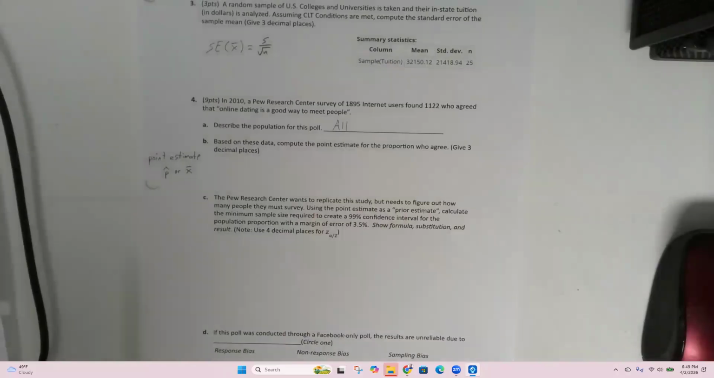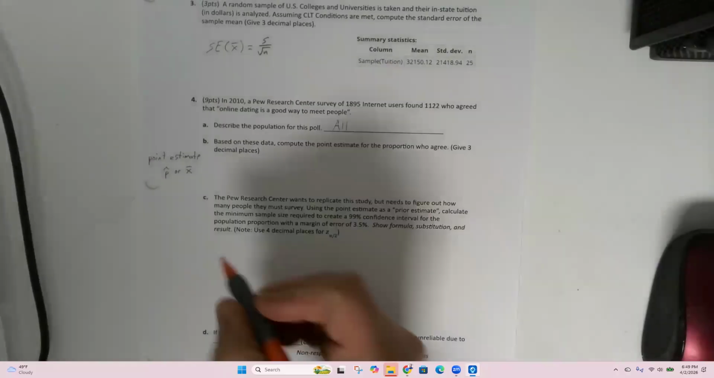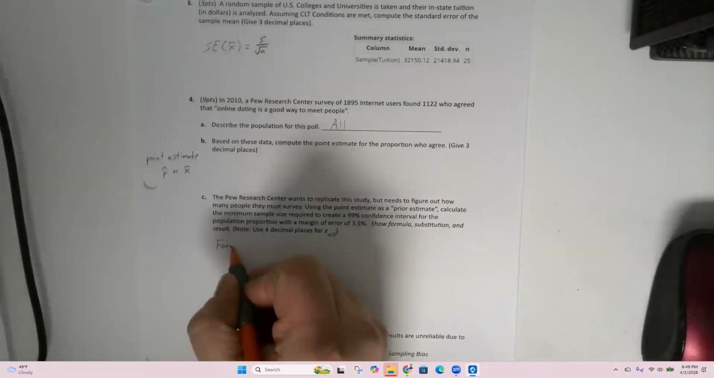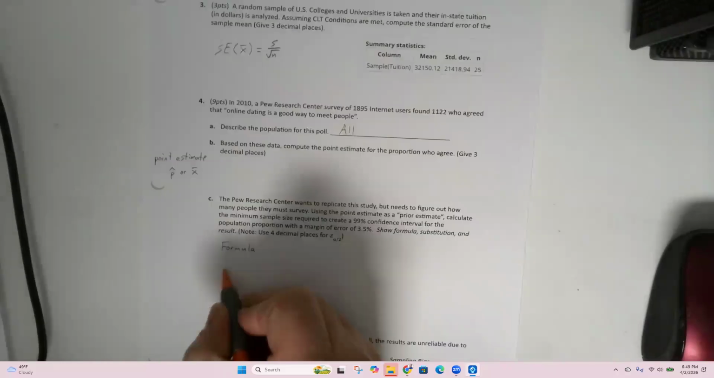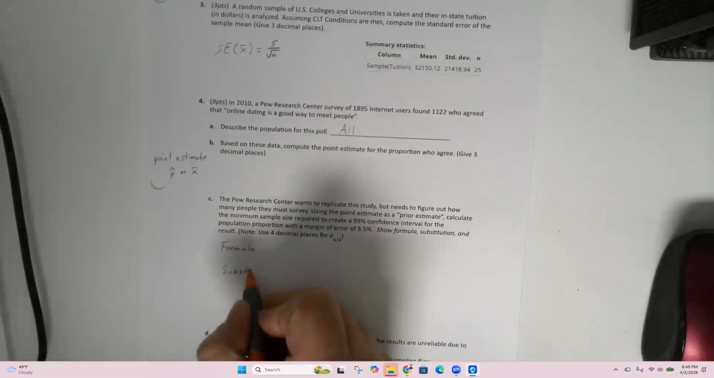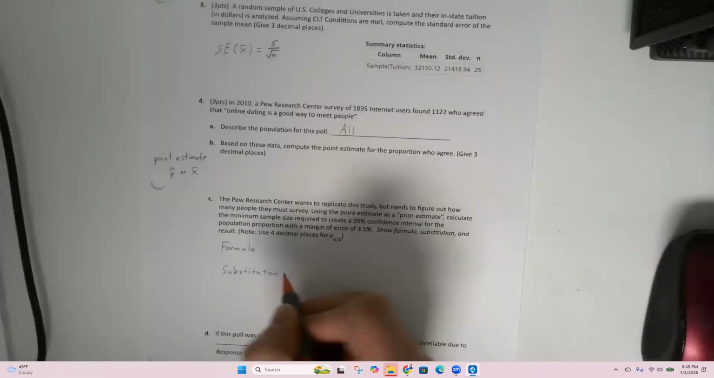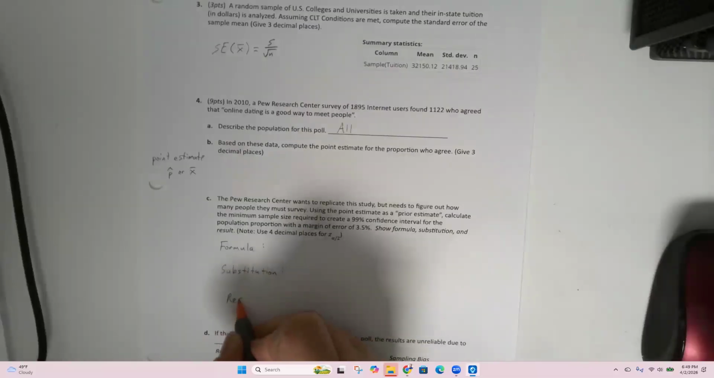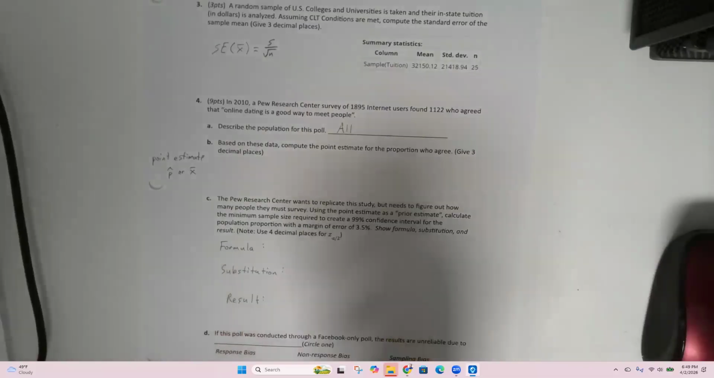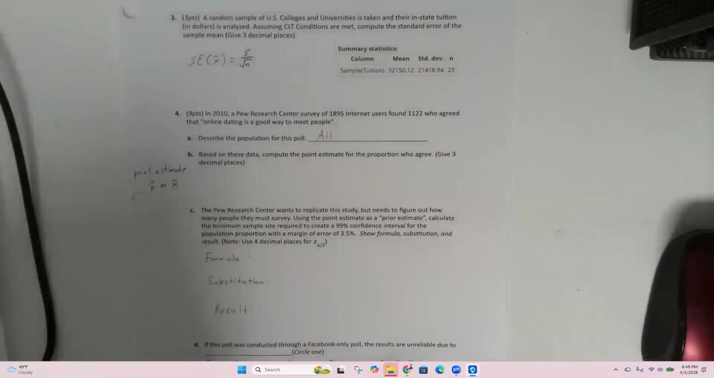The population proportion margin of error is this. So we need the formula. We need the substitution. And the result. Where is the formula for this, though?